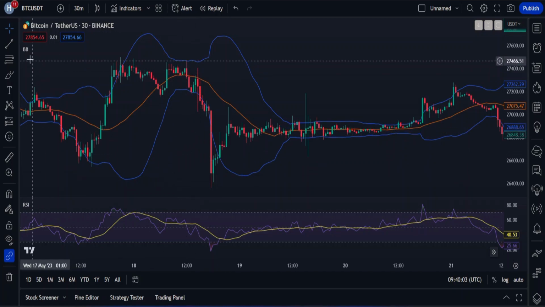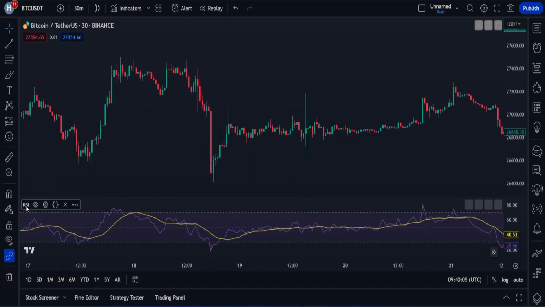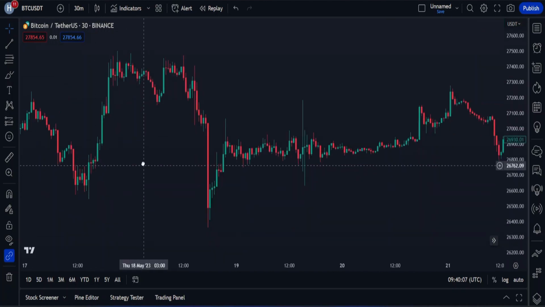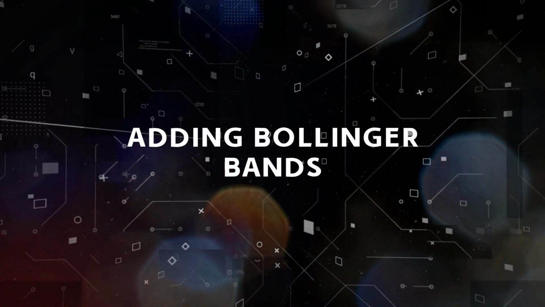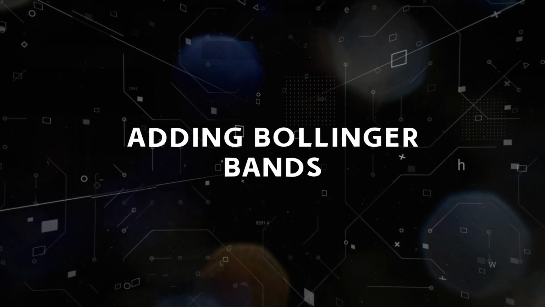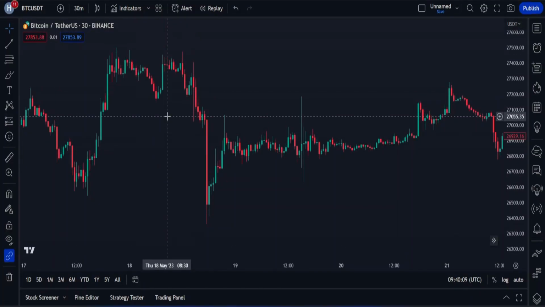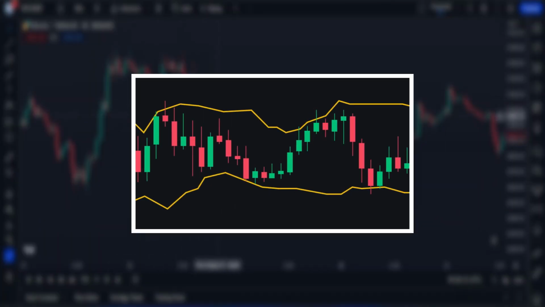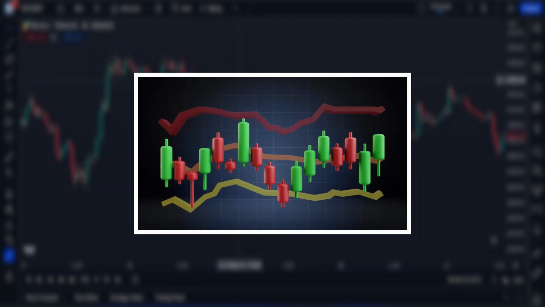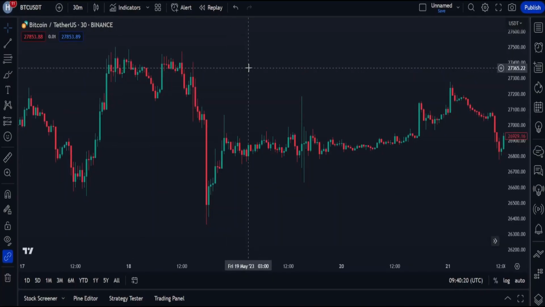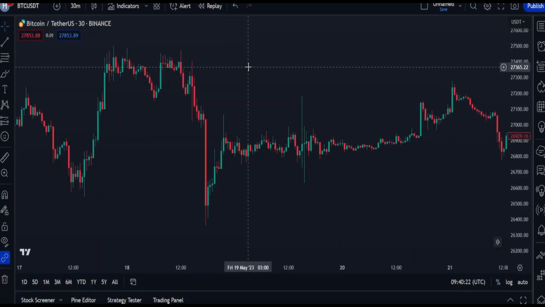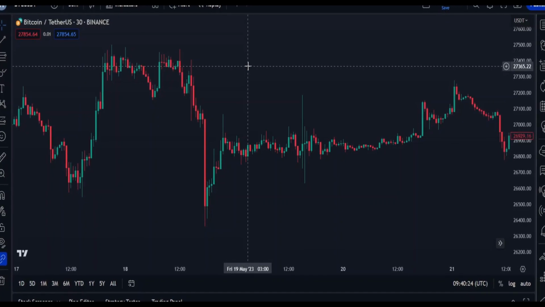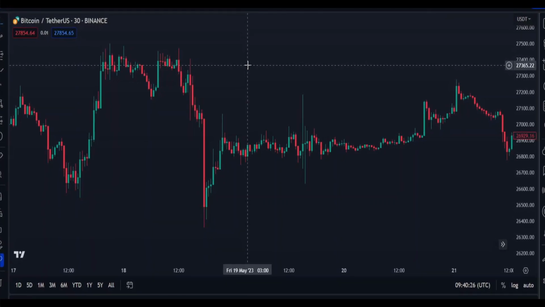So first of all, I'll quickly cross out these indicators and add them again so I can explain their settings from the beginning. Adding Bollinger Bands. The initial step of implementing this strategy involves setting up the Bollinger Bands, a remarkable indicator renowned for its ability to identify crucial support and resistance levels. If you are not yet familiar with Bollinger Bands, you are fortunate to have found this video, as it serves as an excellent guide for leveraging this indicator effectively.